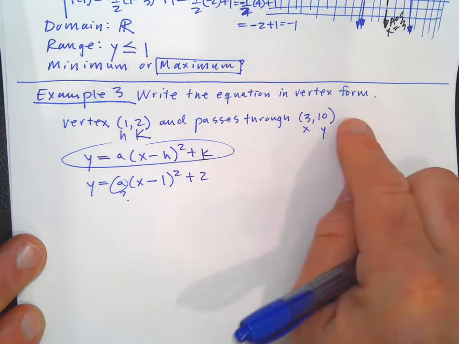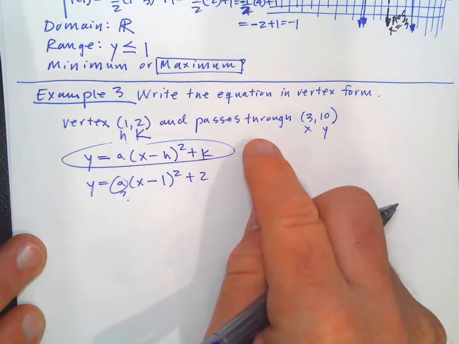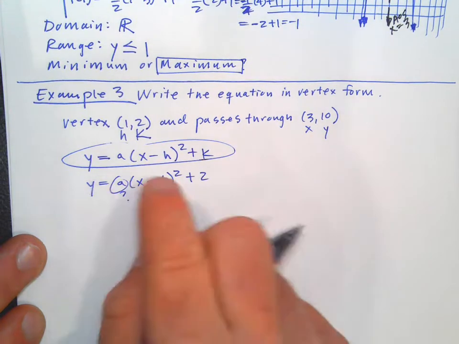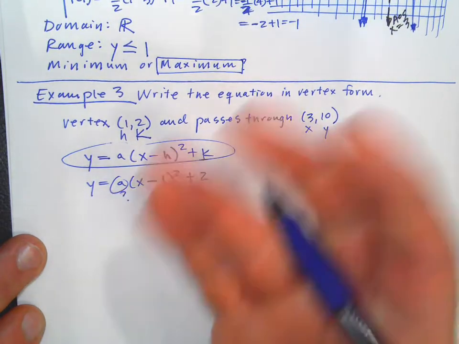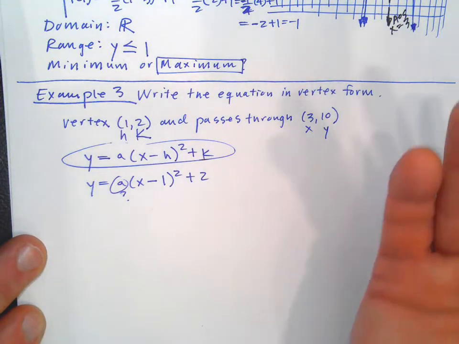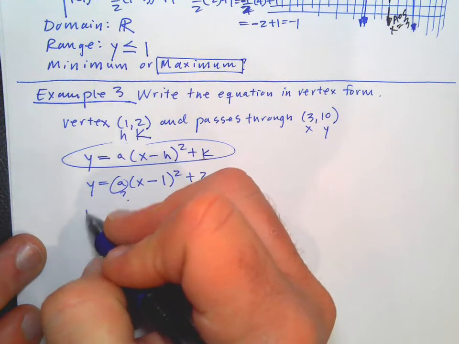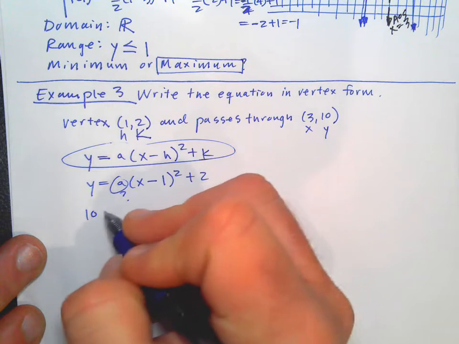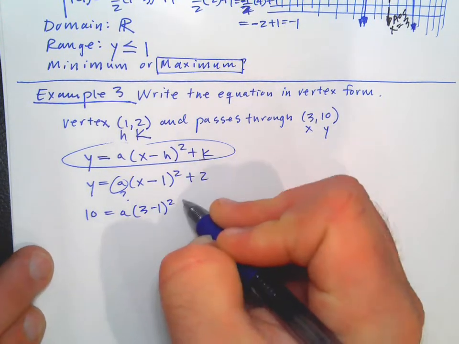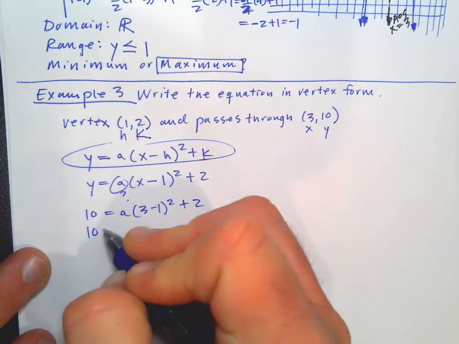This is not the a value. None of this is the a value, but if we have h and k in there, and then we have any x, y pair, we could plug those in, and then the only thing left that we don't know is a, and we could solve for a. So that's what I'm going to do. I'm going to plug 10 in for y, 3 in for x. Okay, and then I'm going to simplify it.